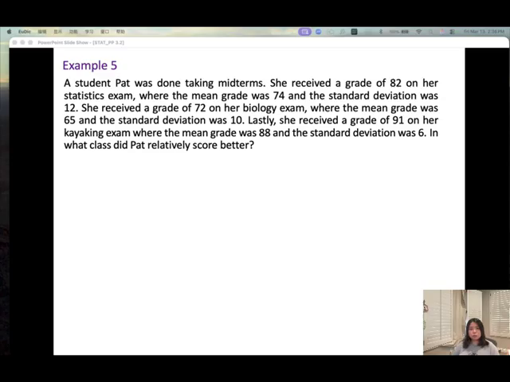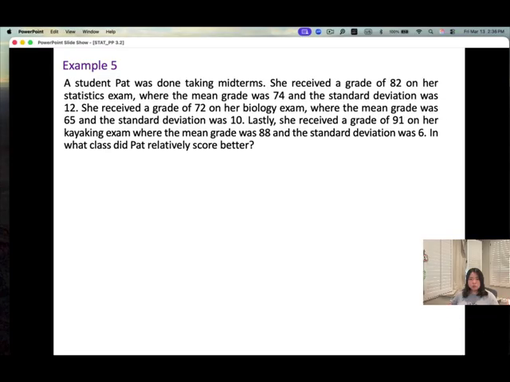So you can see she wants to compare the three subjects: statistics, biology, and the kayaking exam. However, each test has a different mean and standard deviation. So how can we compare which one is relatively scored better? So for this example, we'll be using the z-score. So for the statistics class, I'm going to put the S here. This is for the z-score on your statistics.